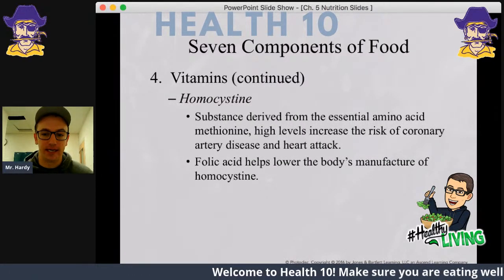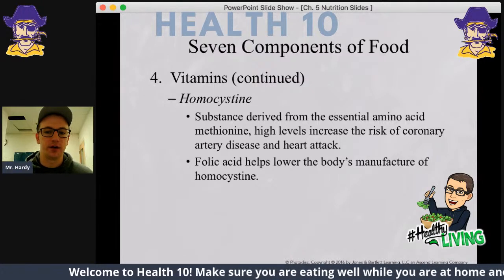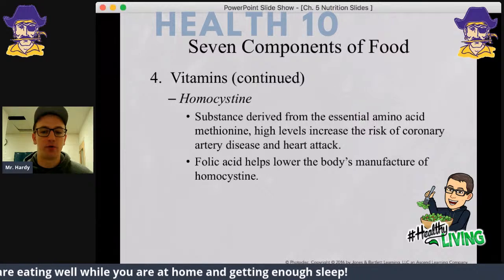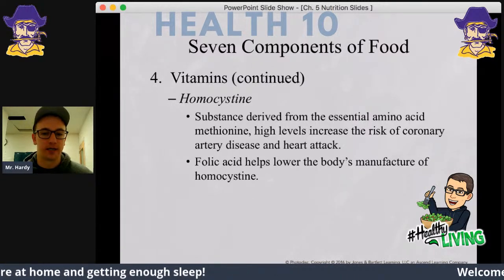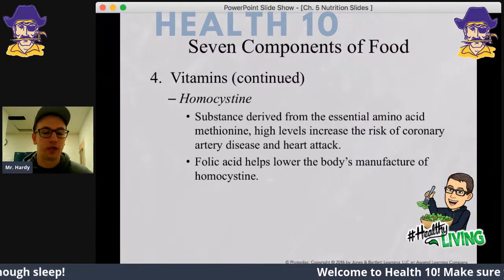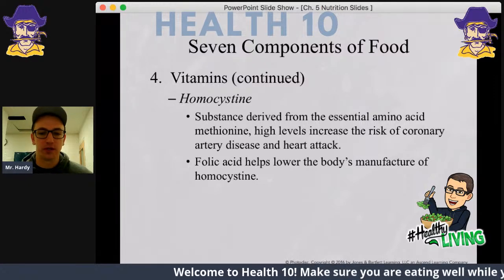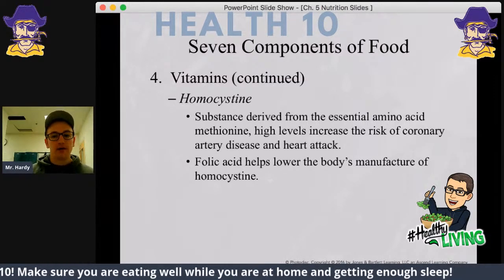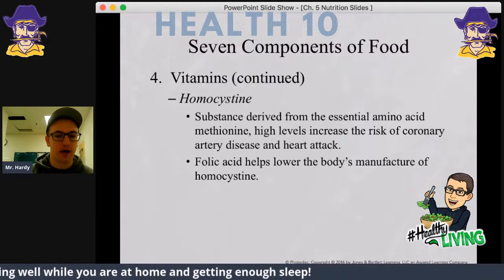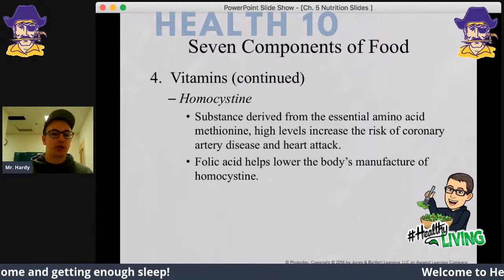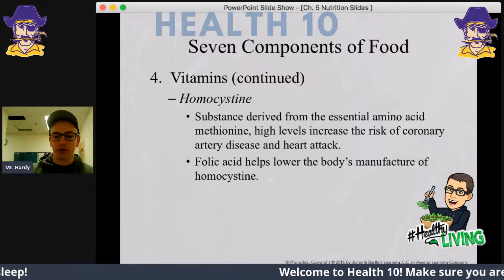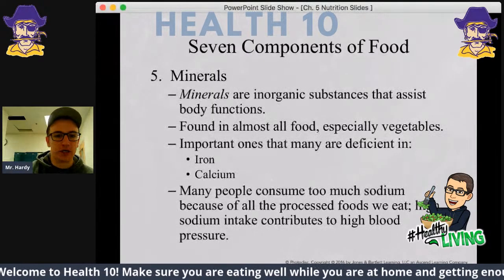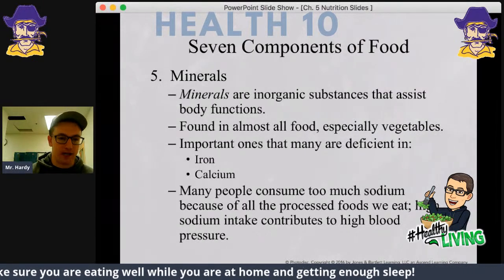So homocysteine is a substance derived from the essential amino acid methionine. High levels increase the risk of coronary artery disease and a heart attack. Folic acid helps lower your manufacture of that homocysteine. Homocysteine is something you get in your body from the foods that you eat, and that's why folic acid is important. It's another type of vitamin that helps to lower your manufacture of homocysteine. So you might see people taking folic acid supplements, especially adults who maybe have heart conditions. That's why.